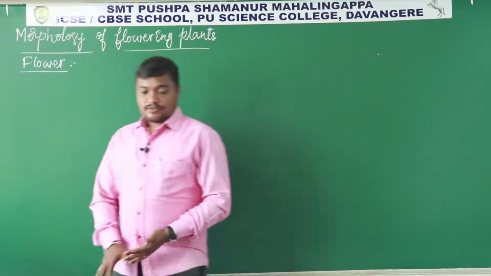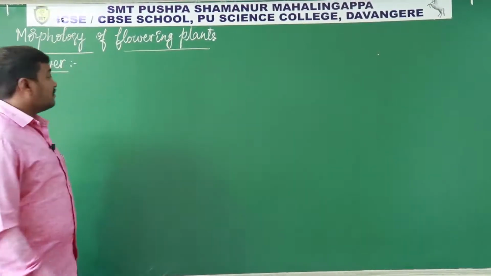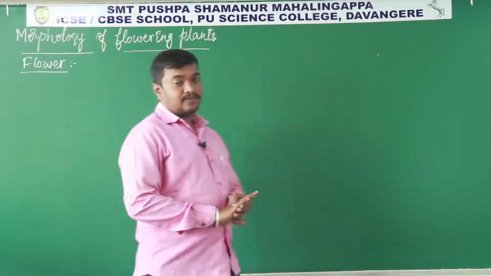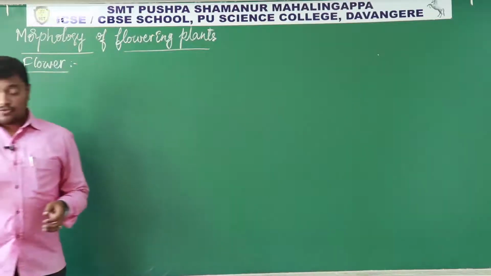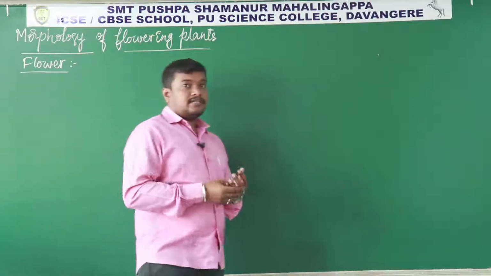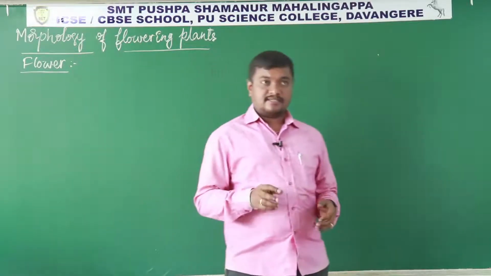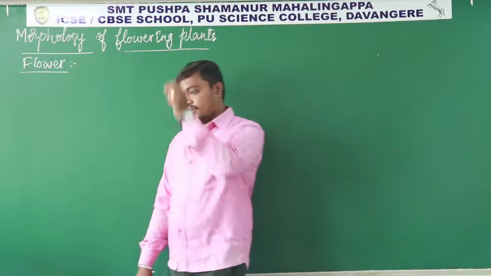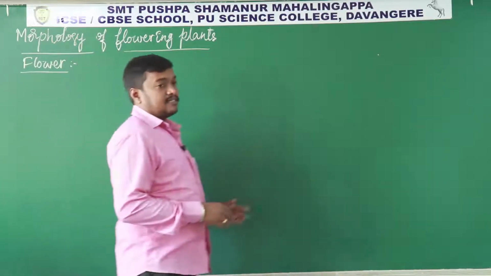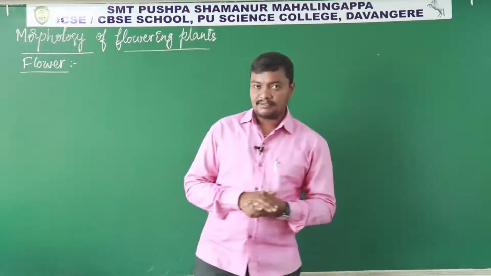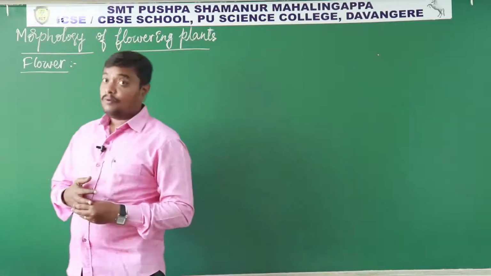Hi everybody. In the previous class on the flower, we discussed the androecium. The androecium is the male reproductive part of a flower. It is a collective term, and the individual member is called a stamen. The stamen consists of a long stalk called the filament. At the tip of the filament is a lobed structure called the anther. The anther produces pollen grains.